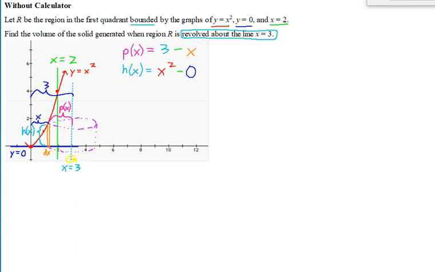So remember, the formula comes from the surface area of a cylinder, which is 2 pi r h. And so we have the 2 pi as the constant on the outside. Then the integral, everything's in terms of x here. It starts at x equals 0 right here and stops at x equals 2 because of the vertical line. So it'd be from 0 to 2. And then we multiply p of x times h of x. So it'd be p of x, which is 3 minus x, times h of x, which is x squared.